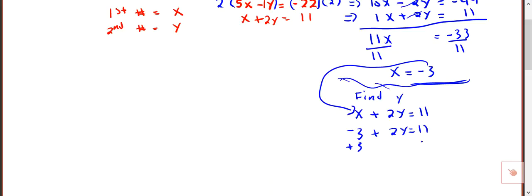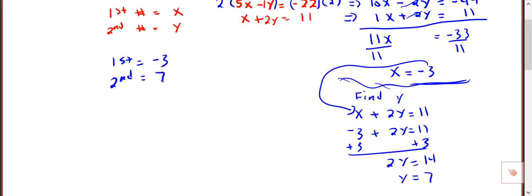So add 3 to each side. 2 times some number equals 14. Divide both sides of the equation by 2. That gives me y equals 7. So the first number that I let be x is negative 3, and my other number is 7.